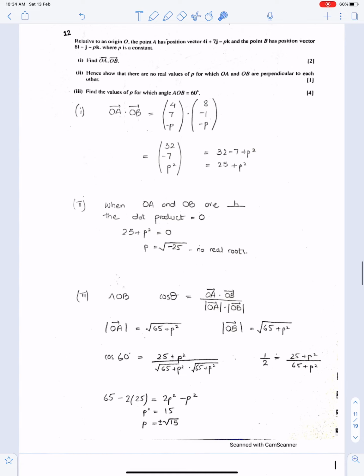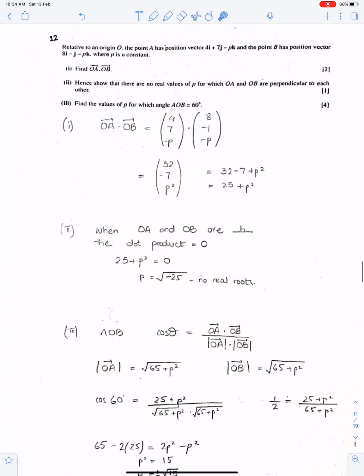Question number 12. First part, we need this dot product. This is so simple, you all know how to get the dot product. I'm leaving this. And show that there is no real value of P for which OA and OB are perpendicular to each other. This is so simple. Take the dot product. You just need to equate this to 0. If two vectors are perpendicular, then their dot product must be 0. So equate this to 0. And since we are getting a negative sign in the roots, so no real roots.